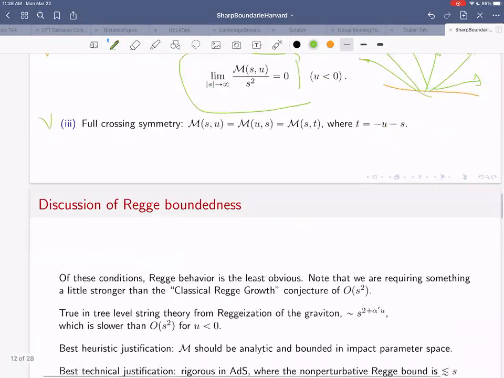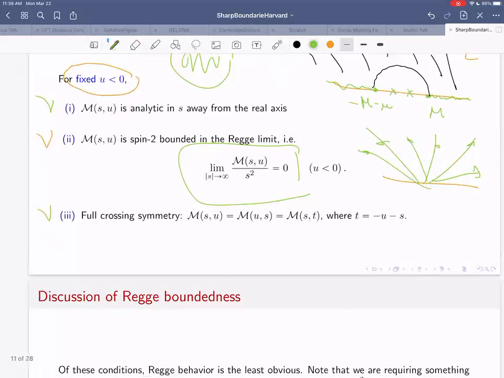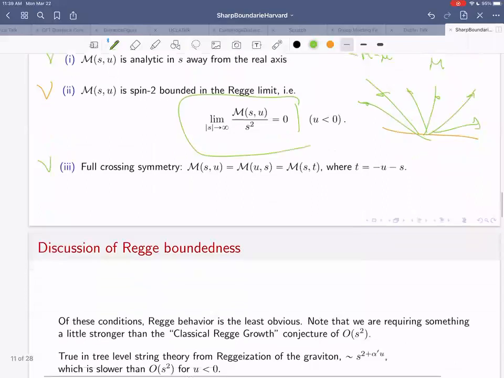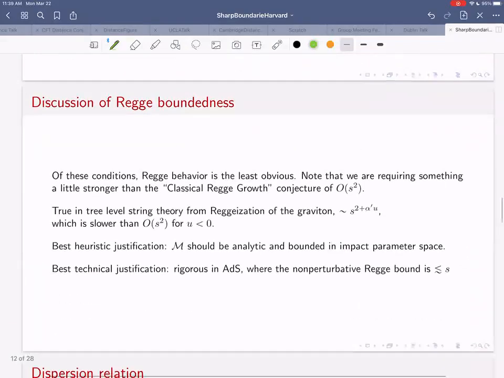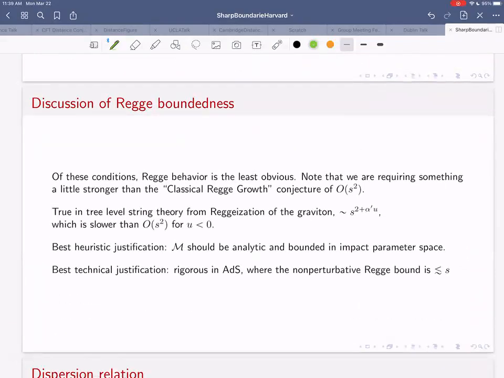But indeed, as she's saying, the first order bound is actually stronger than this. It's just something like S log squared S in 4 dimensions. And so the first order bound certainly implies this behavior. But in the case of gravity, you are on less firm footing. And so let me make some comments about this.